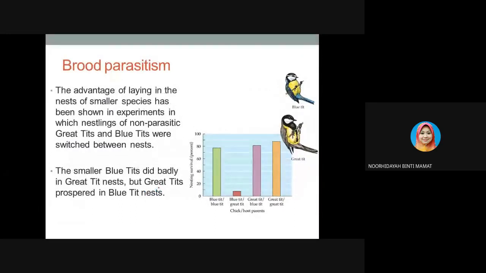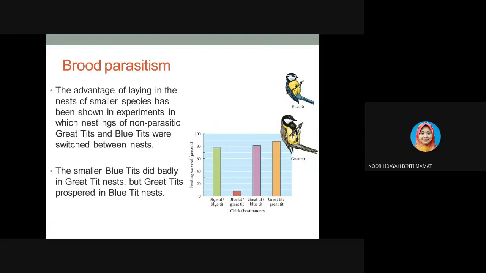The advantage of laying in the nest of smaller species has been shown in experiments in which nestlings of non-parasitic great tits and also blue tits were switched between nests. The smaller blue tits did badly in the great tits' nest, but you can see from here that the great tits prospered in the blue tits' nest. This is the nestling survival.